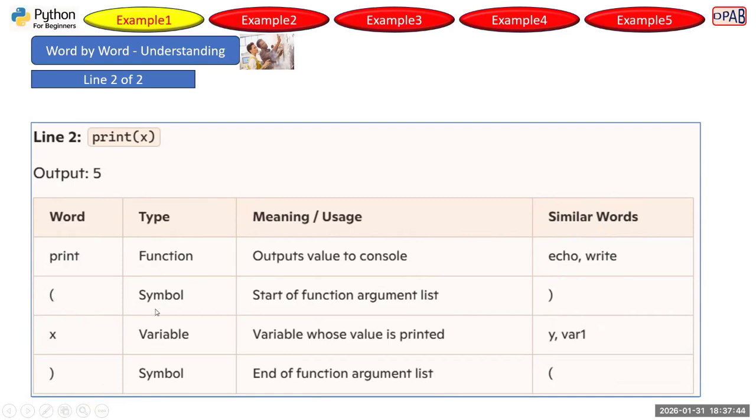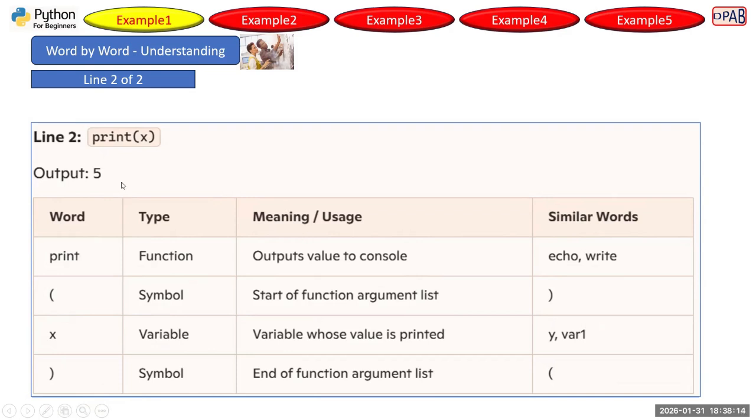Okay, and this open parenthesis is a symbol, the start of the function argument list. So what does it mean? This closing bracket means the end of the function argument list. Within these two brackets, whatever function arguments are there, we are going to give. So print, what is the function argument we have given? It's a variable. What is a variable? The variable is going to get some value already defined, equal to 5. We have given that, so it will be printing 5. Output is 5. It is explained here.